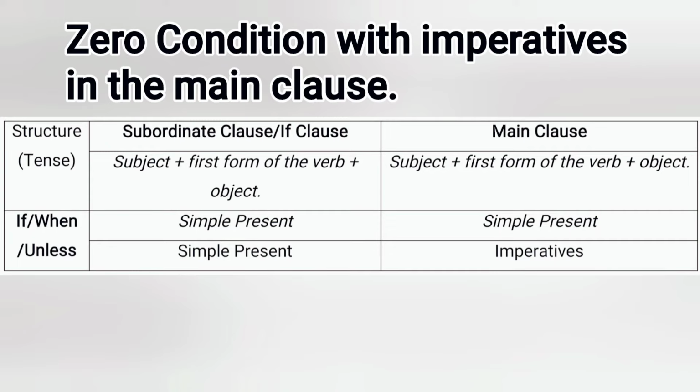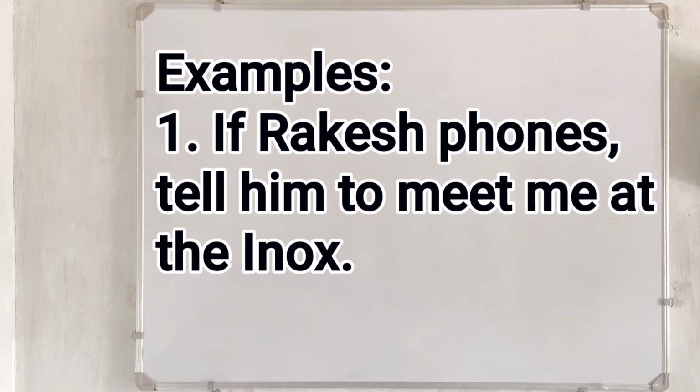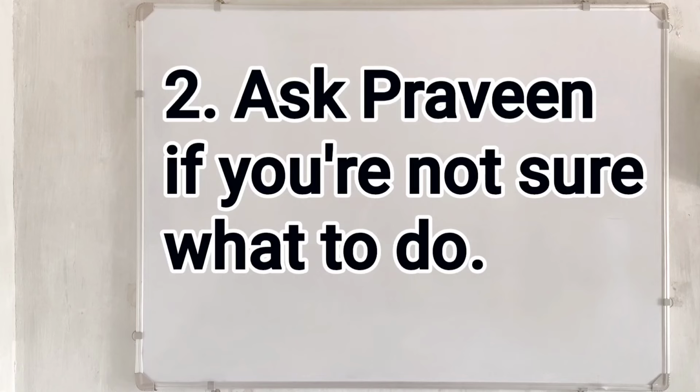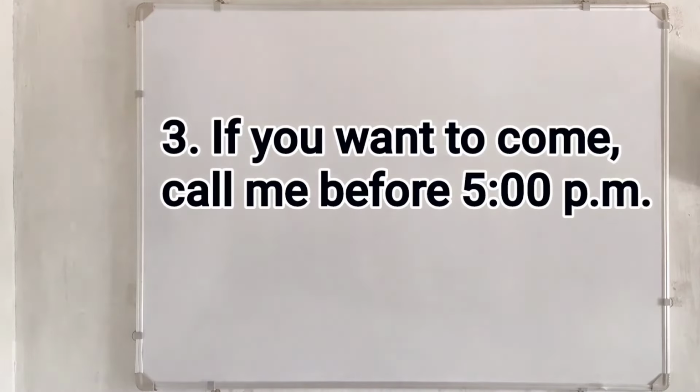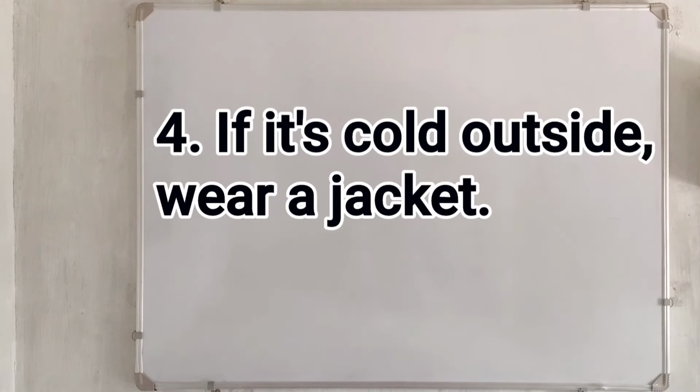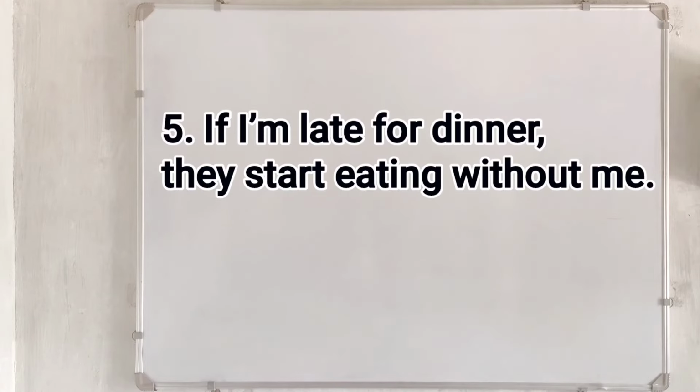Let us learn the structure and some examples of it. The subordinate clause, and the main clause as we have learned in the previous. Let us learn some examples of it. If Rakesh phones, tell him to meet me at the Inox. Example 2. Ask Praveen if you are not sure what to do. Example 3. If you want to come, call me before 5 p.m. Example 4. If it's cold outside, wear a jacket. Example 5. If I am late for dinner, they start eating without me.